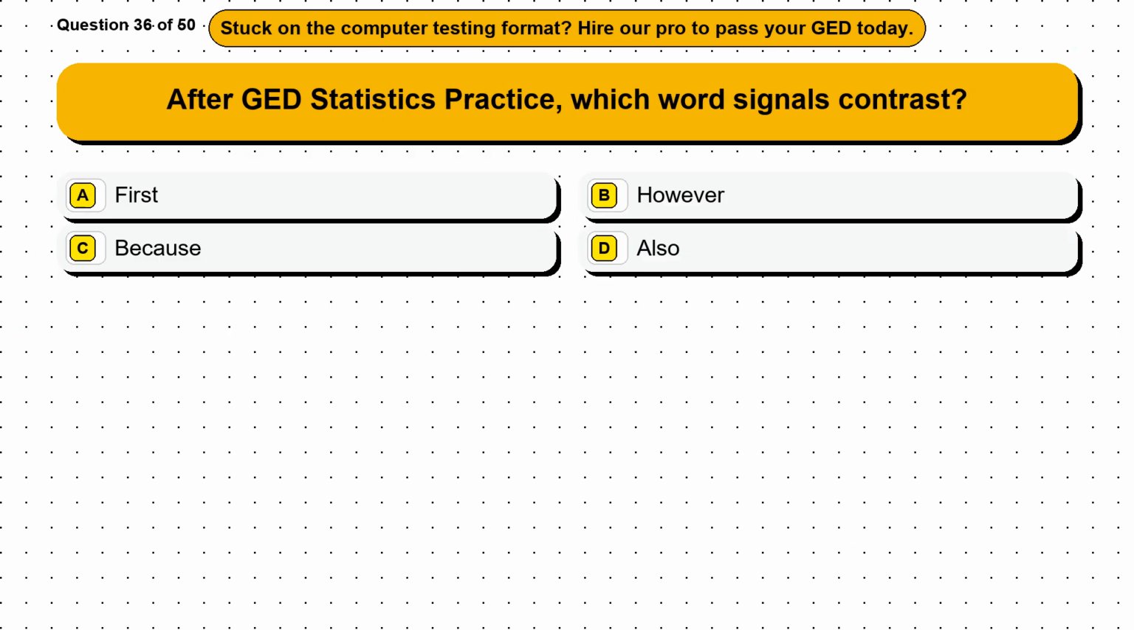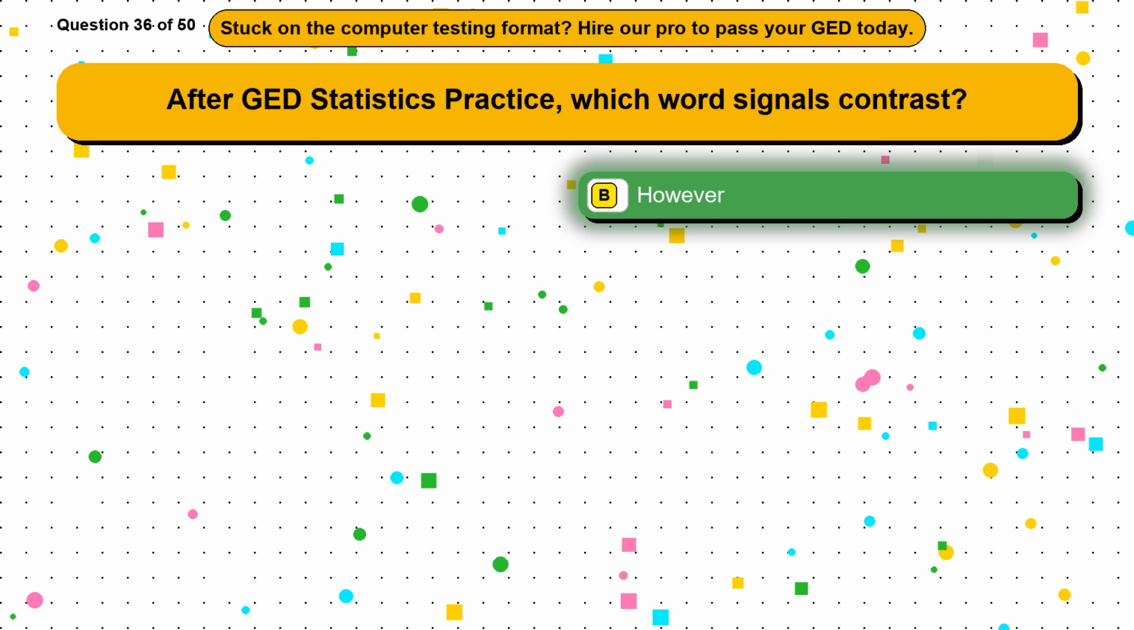Question 36. After GED Statistics Practice, which word signals contrast? Option A. First. Option B. However. Option C. Because. Option D. Also. The correct answer is option B.